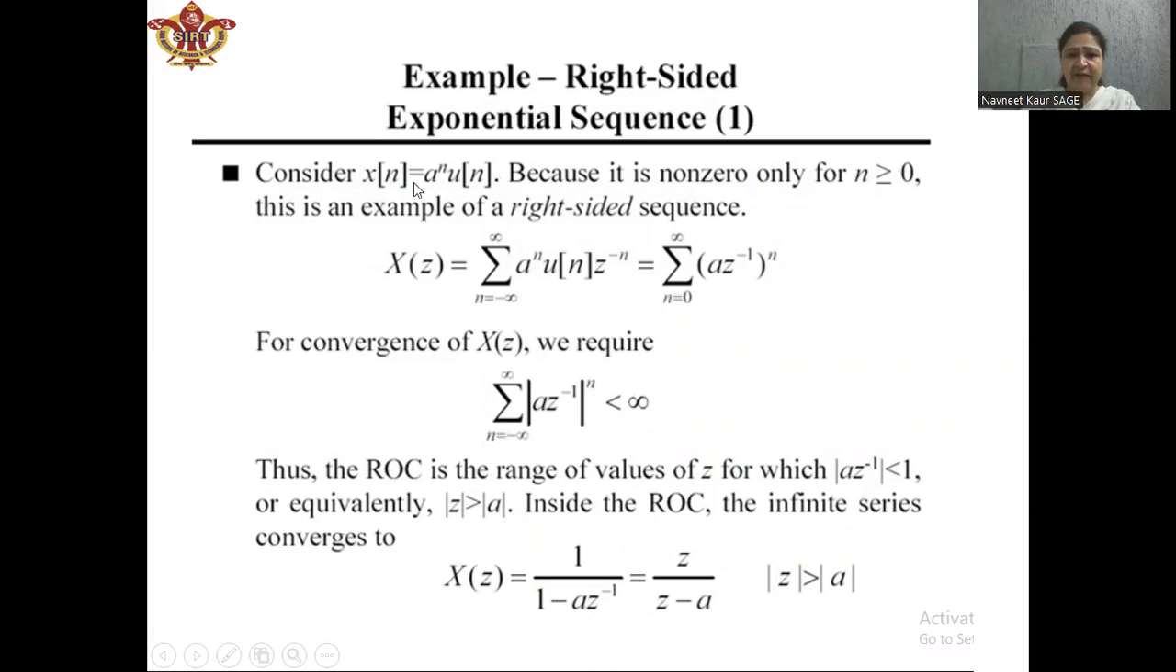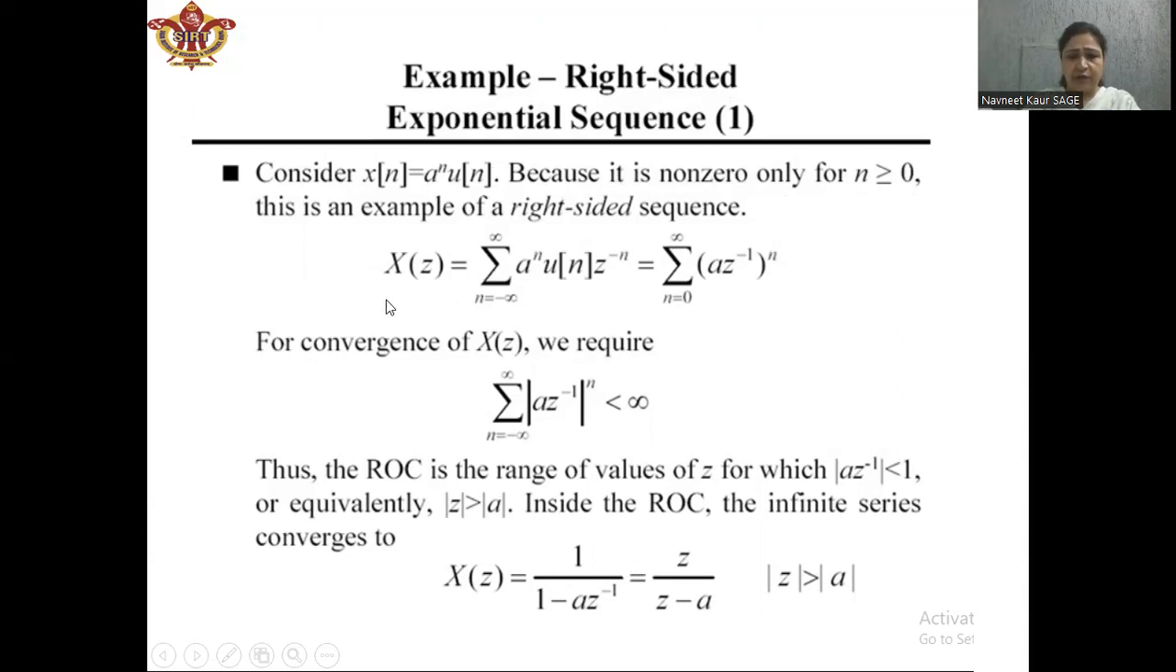Now here we have any signal x[n], which is given as a raised to power n u[n]. Since u[n] term is there, this sequence is non-zero only for n greater than or equal to 0, and it is 0 for n less than 0. So it is a right-sided sequence.